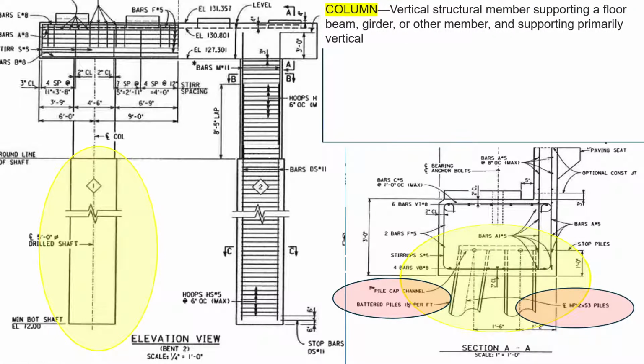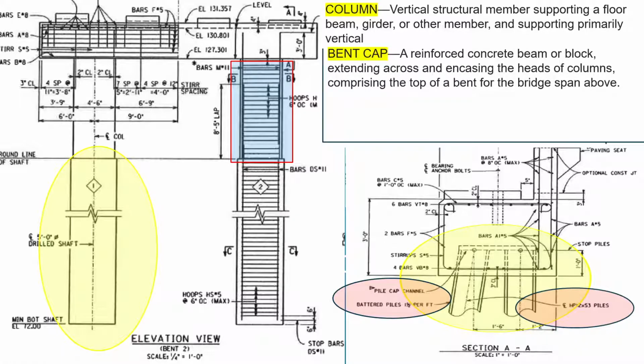Columns: a vertical structural member supporting a floor beam, girder, or other members, and supporting primarily vertical loads. In this case, here's your column, your foundation, the drill shaft here. The column directly sits on top of that drill shaft and continues vertically.